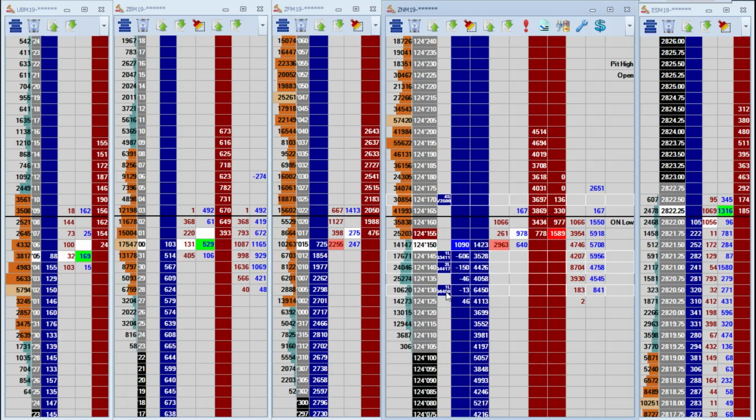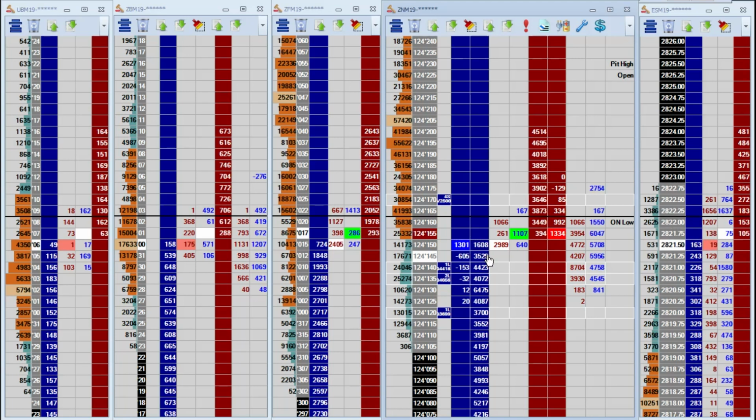Okay, so we got a fill. I'm going to move these around a little bit because I think ranges have expanded and we're moving a little bit more than normal. Yeah, I would have preferred to get filled at 16.5 or 16. Again, paid up a little bit. But that's just how it goes sometimes.